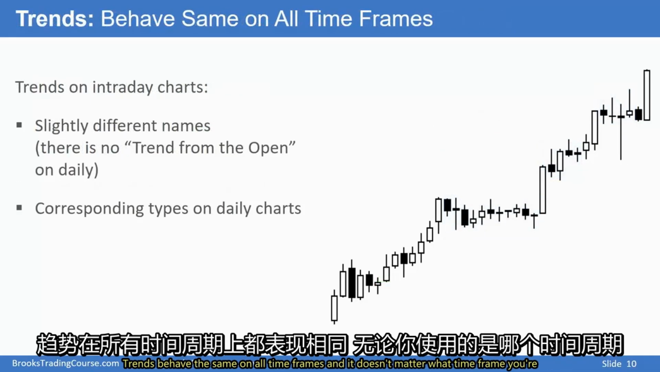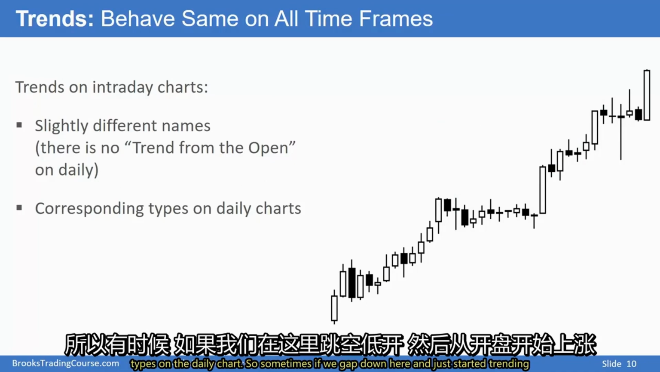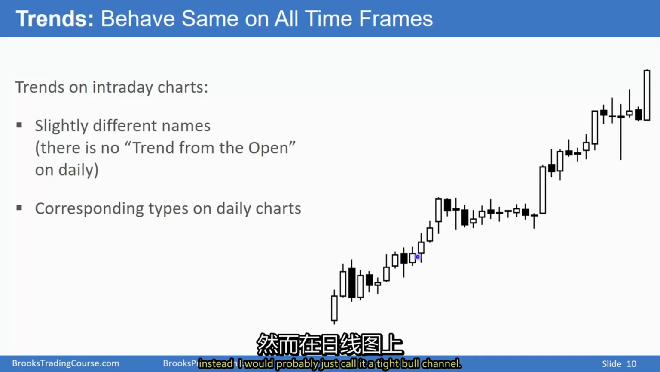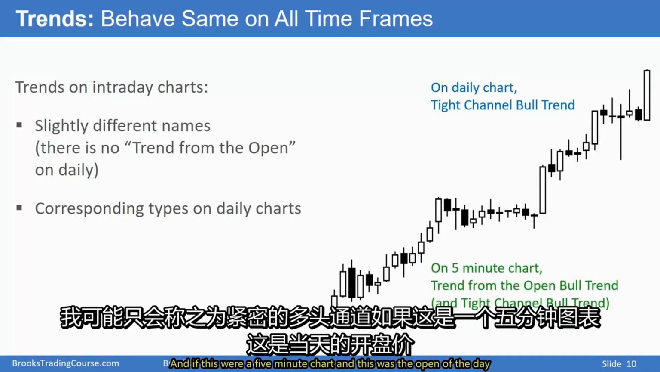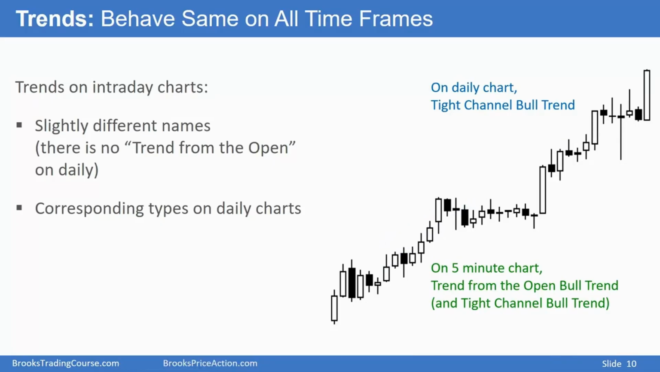Trends behave the same on all time frames, and it doesn't matter what time frame you're using. On intraday charts, I use some names that are different, but there are corresponding types on the daily chart. So sometimes if we gap down here and just started trending up from the open, I would call it a trend from the open bull trend. On a daily chart, instead, I would probably just call it a tight bull channel. And if this were a 5-minute chart and this was the open of the day, I would just call it a trend from the open bull trend, or possibly a small pullback bull trend.